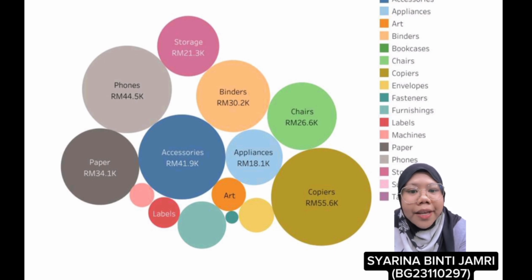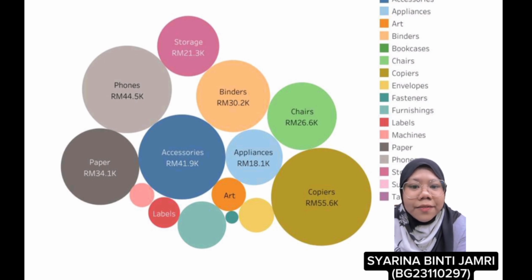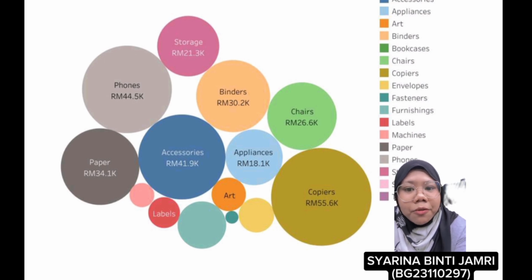In this view, we can see that appliances has a value less than chairs, which shows a value of 26.6 thousand ringgit Malaysia. The third category is copiers. We can see that the value of copiers is 55.6 thousand ringgit Malaysia, which is the highest number in this chart. In summary, the bubble chart provides a label on each bubble for ease of comparison and understanding of the data.